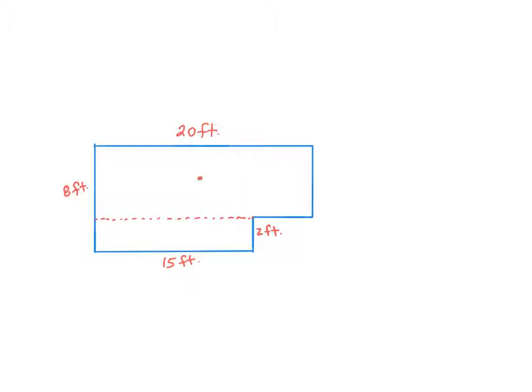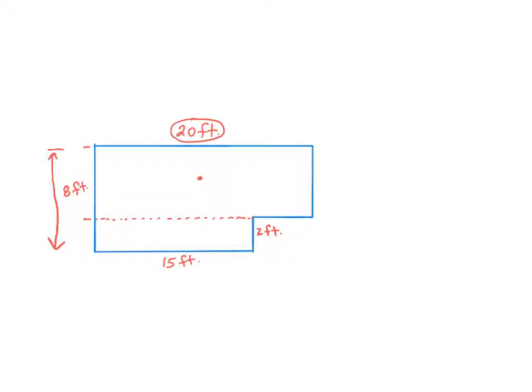Let me find the area of this top rectangle. I just put a big dot in the middle of it. I know that one side of that rectangle is 20 feet. I don't necessarily know the height of that particular rectangle, because 8 feet is the entire height of that composite figure that I started with.